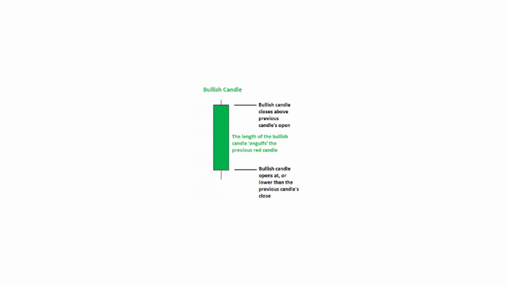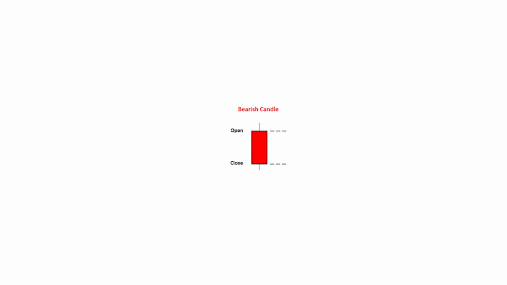The body of a candlestick represents the difference between the open and close prices for a given period. If the close price is higher than the open price, the candlestick is typically colored green or white and the body represents buying pressure. If the close price is lower than the open price, the candlestick is typically colored red or black and the body represents selling pressure.